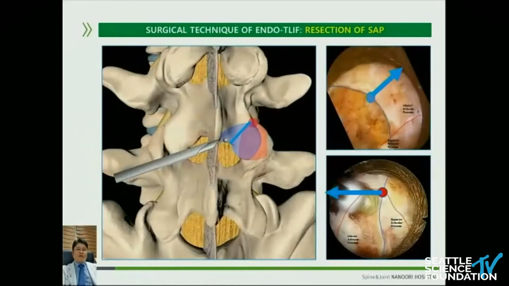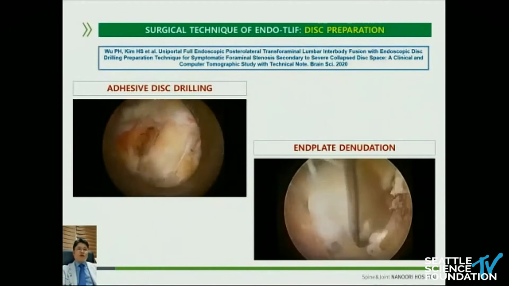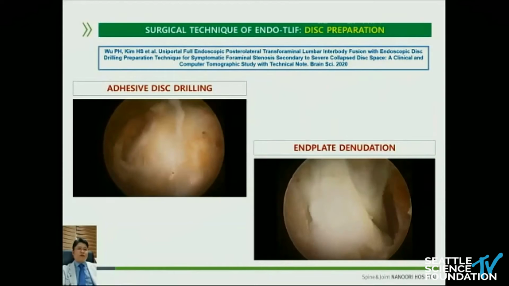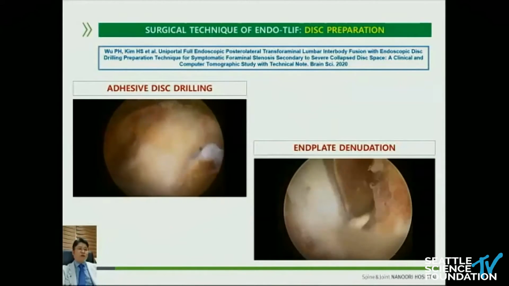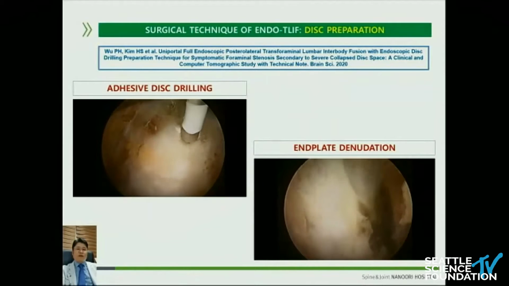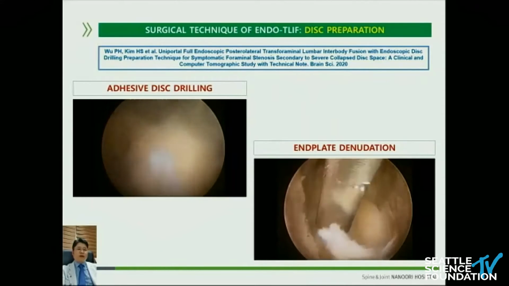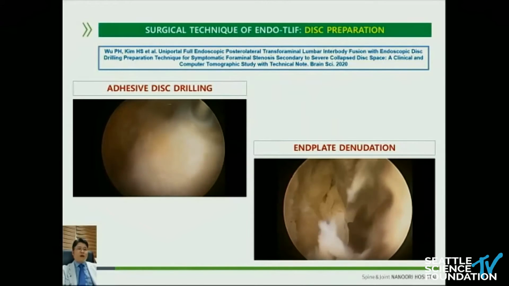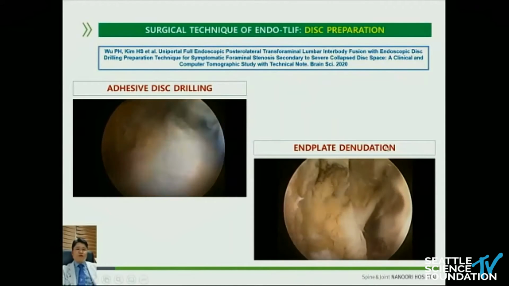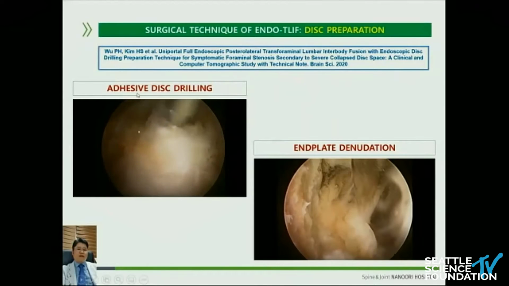The first step of uniportal full endoscopic posterolateral transforaminal lumbar interbody fusion is the resection of the SAP. This process can be divided into a medial to lateral approach and a lateral to medial approach. The second step is the disc preparation, which is the most important step in the uniportal full endoscopic TLIF. This is because effective disc height restoration and a high fusion rate can be obtained through this process. The most important part of this process is adhesive disc drilling and endplate denudation.